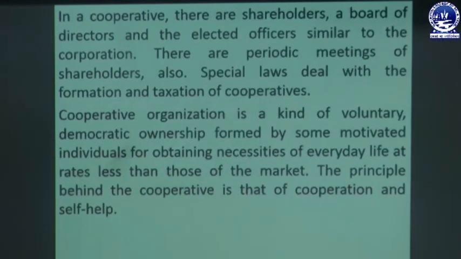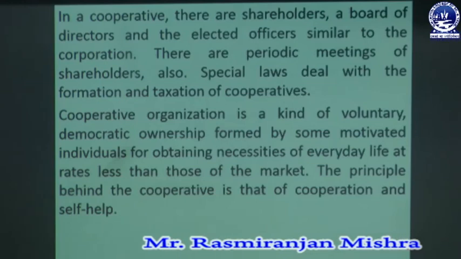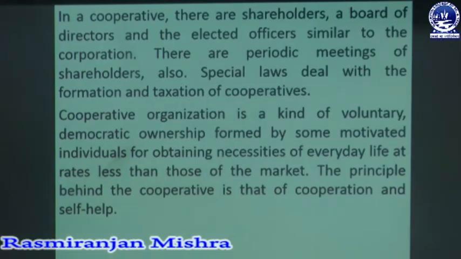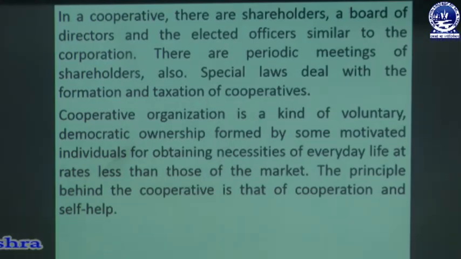In a cooperative society, there are different shareholders, a board of directors as well as other elected officers, similar to the company form of organization. There are periodic meetings of the shareholders. Special laws also deal with the formation as well as taxation of cooperatives. The cooperative form of organization is a kind of voluntary democratic ownership that is formed by some motivated individuals only for obtaining the necessities of everyday life at a rate less than the market rate. The principle behind a cooperative is cooperation and self-help.